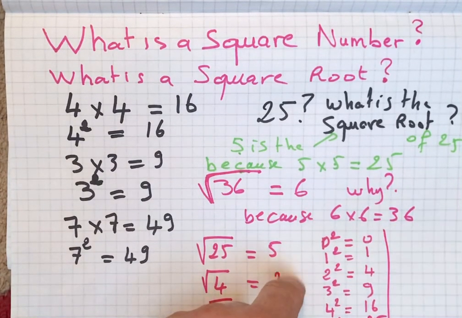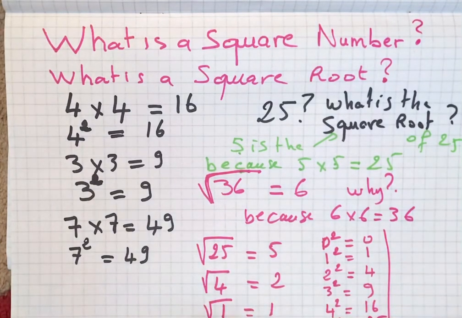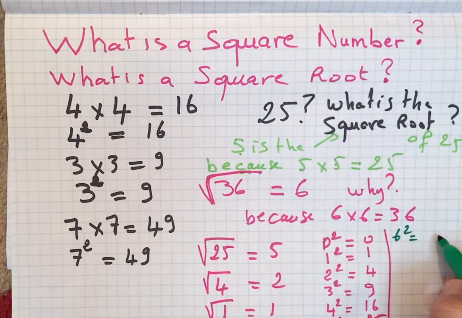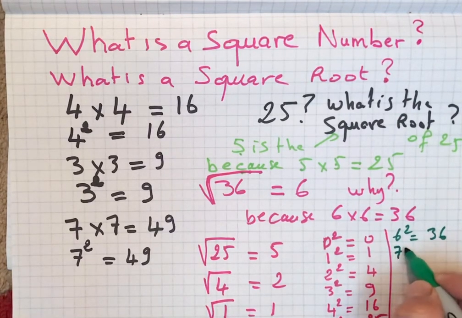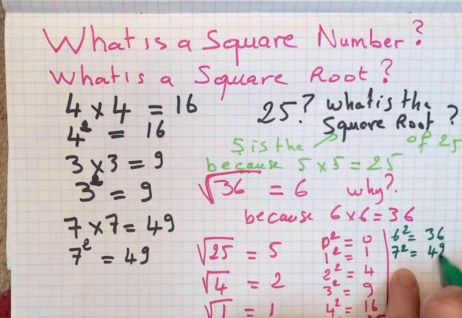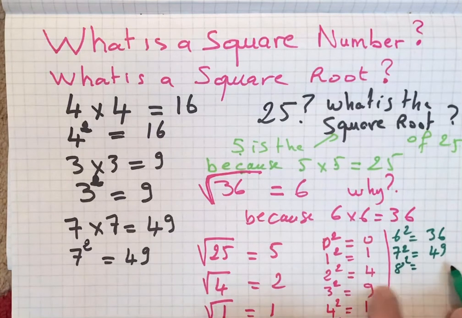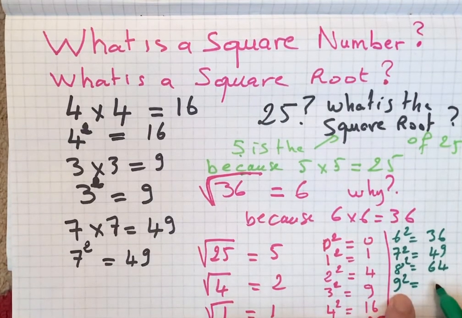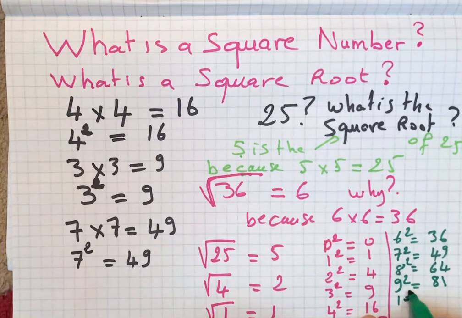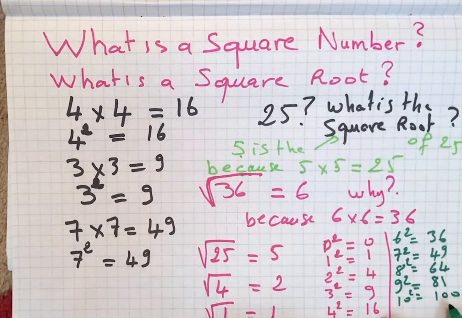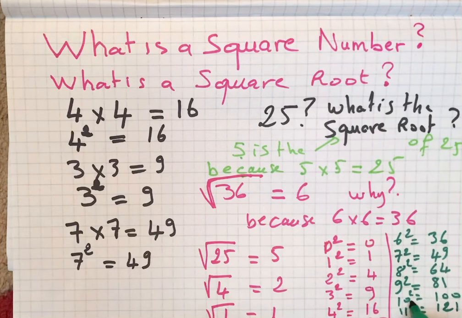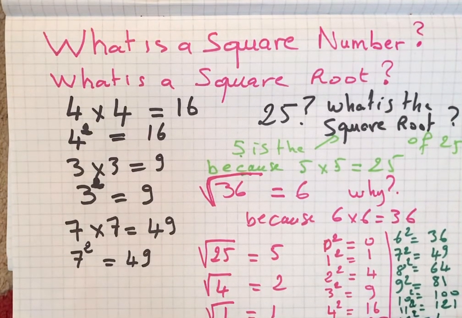5 squared equals 5 times 5 equals 25. Now 6. 6 squared equals 6 times 6 equals 36. 7 squared equals 7 times 7 equals 49. 8 squared equals 8 times 8 equals 64. 9 squared equals 9 times 9 equals 81. 10 squared equals 10 times 10 equals 100. 11 squared equals 11 times 11 equals 121. 12 squared, who knows it? 12 times 12 equals 144.